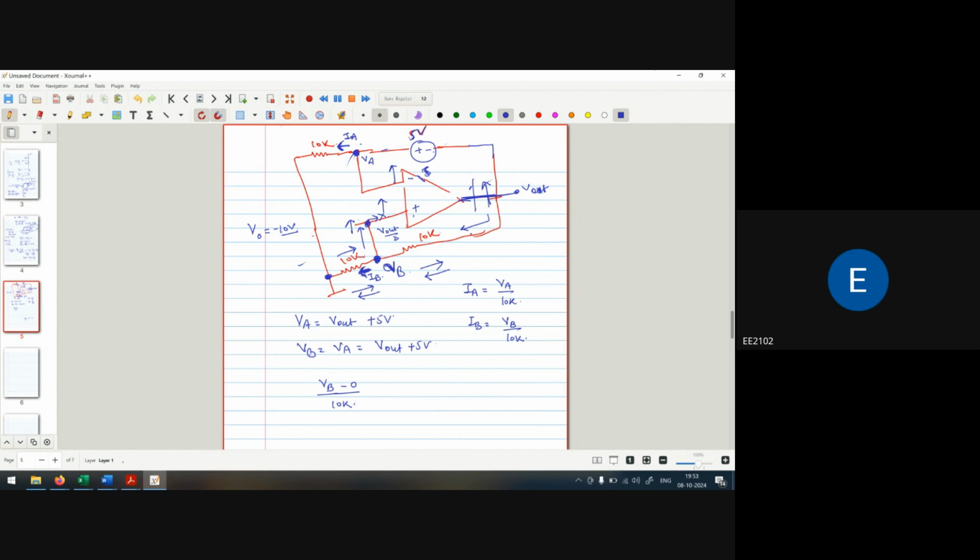That particular value is equal to this incoming current, V out minus VB by 10. Now these two cancel out. So 2 VB is equal to V out.